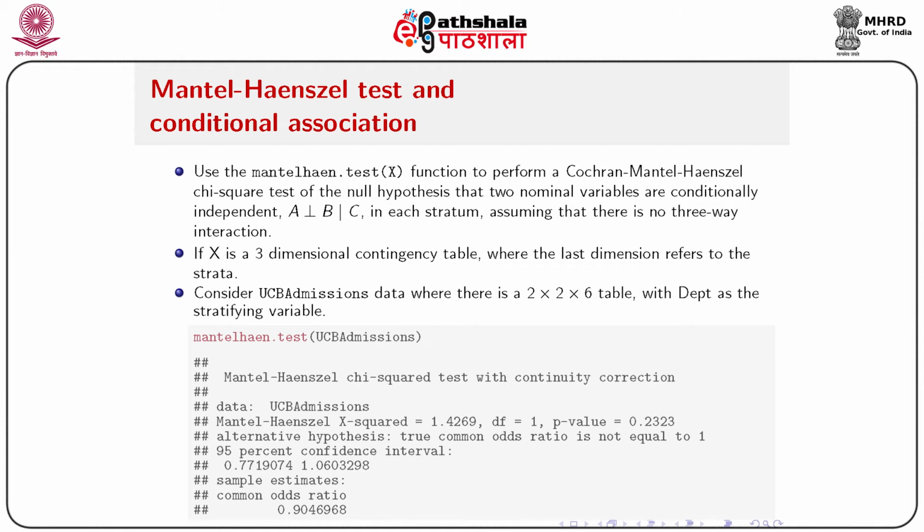Now you just pass that UCBAdmissions object through the mantelhaen.test function, and that will give you the Mantel-Haenszel chi-square value, degrees of freedom, and p-value, along with the 95% confidence interval of the odds ratios and the common odds ratio. If the Mantel-Haenszel test is significant, that means the odds ratios are significantly different, but if it is not significant, that means they are the same. So you can combine the odds ratios and show the common odds ratio. The common odds ratio would also be displayed here by this particular function.